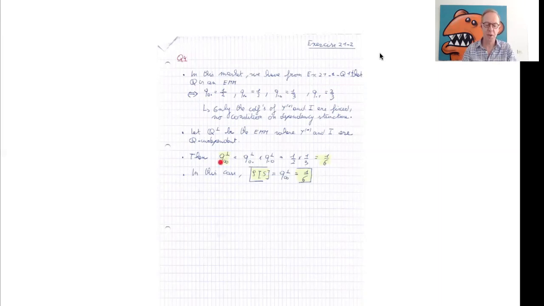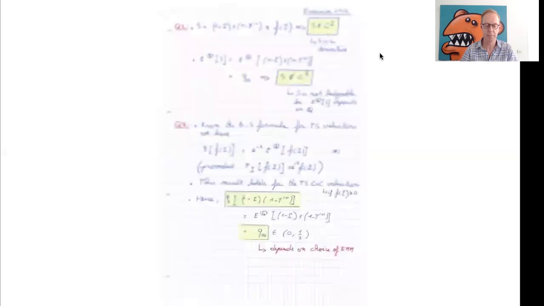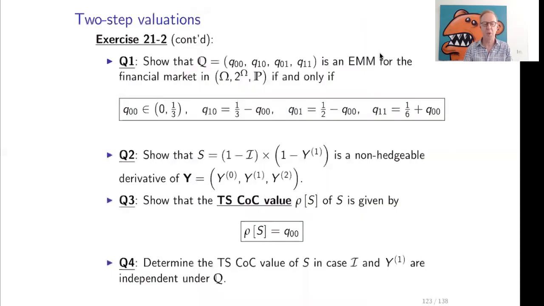Then Q00 under this orthogonal Q is Q0. orthogonal multiplied by Q.0 orthogonal. These two marginal probabilities, we know them, they are 1/2 and 1/3. So Q00 orthogonal is 1/6, which means that the two-step value rho S of S is given by Q00 orthogonal, which is 1/6. So we have indeed determined here the two-step cost of capital value of S in case I and Y1 are independent under Q.